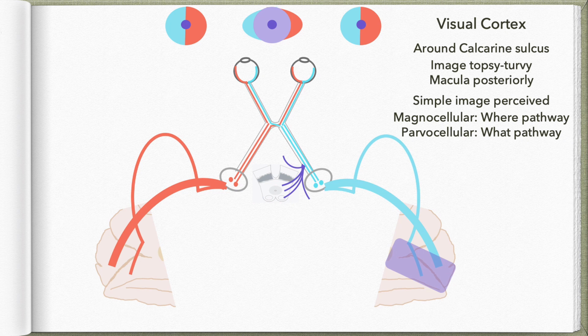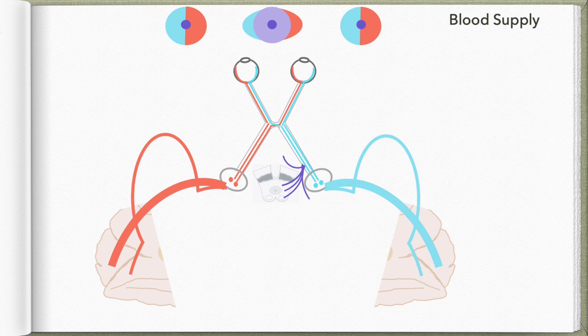We had discussed the visual cortex in detail in our video on the occipital lobe functional areas. So you can revisit that video to revise the details about visual cortex. We now move on to the blood supply of the visual pathway.